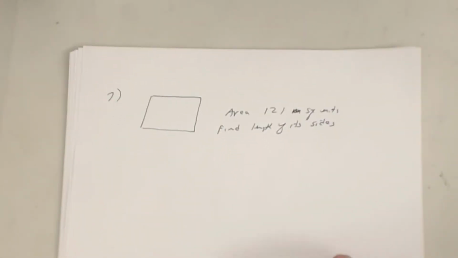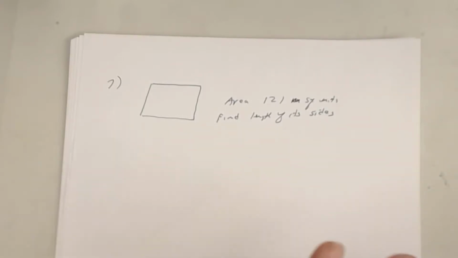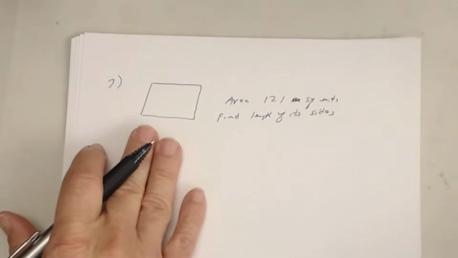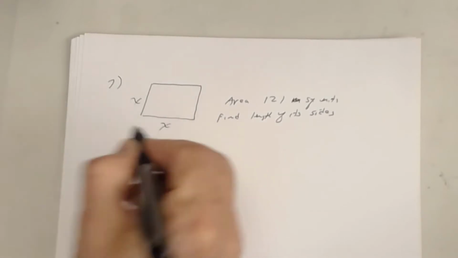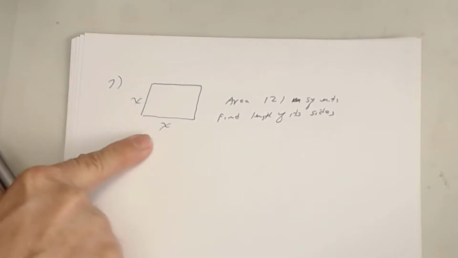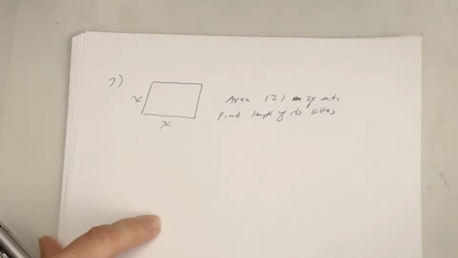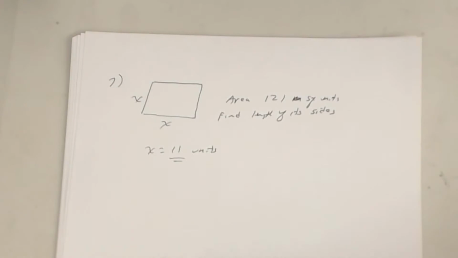You want to find the length of its sides. Okay? All right. Now remember, it doesn't look like a square that I drew, but it's a square. And what do you remember about the sides of a square? They're all the same. And the area is length times width, right? So if this axis is x, those are the same. So what number times itself is 121? 11. Okay? So x has to be what? 11 units.